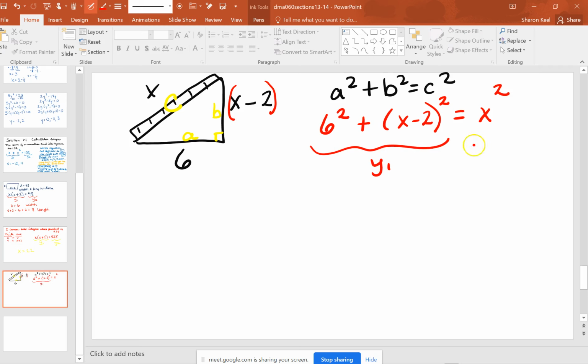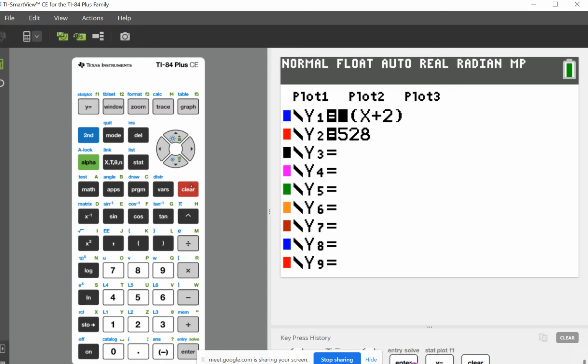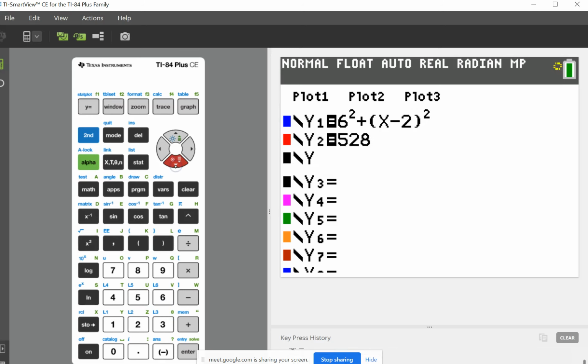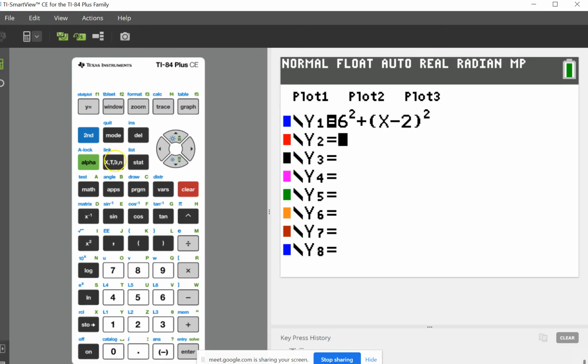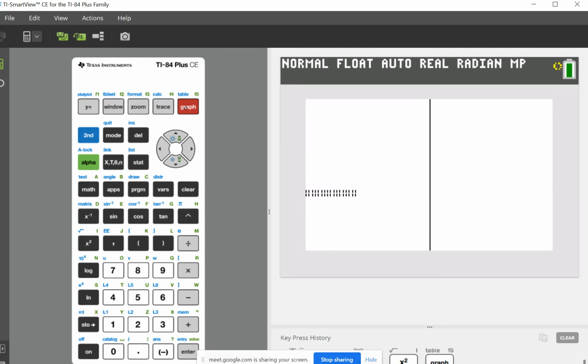We're going to type this on Y1. We're going to type this on Y2. Okay, so let's key this in. So on Y equals, we're going to clear here, and we have 6 squared plus (x minus 2), close your parenthesis, squared, and the x squared is the c squared. So take a moment and make sure you have that keyed in. We're going to do graph to view it. After I press graph, I'm going to start back at my Zoom 6.